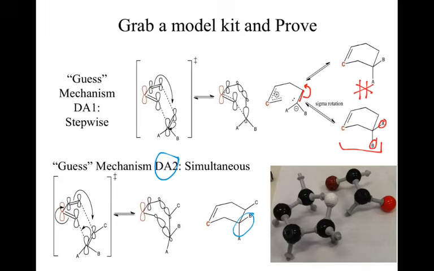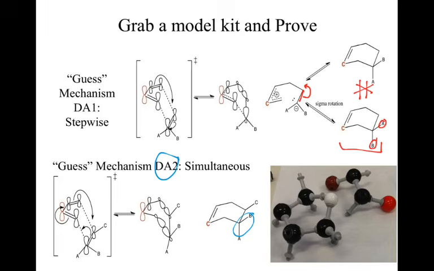So if we pick and set up our experiment appropriately, we can look at our products and say, do I only get one product or did I get more than one? If we get more than one, we're probably looking at the stepwise mechanism. If we only get one, we're probably looking at the simultaneous mechanism.